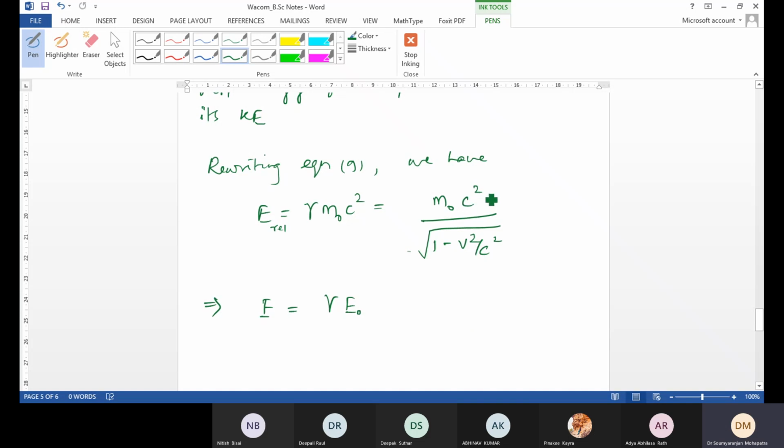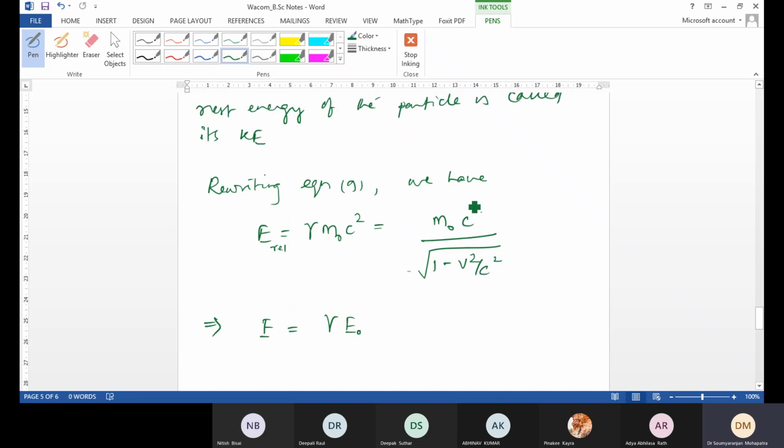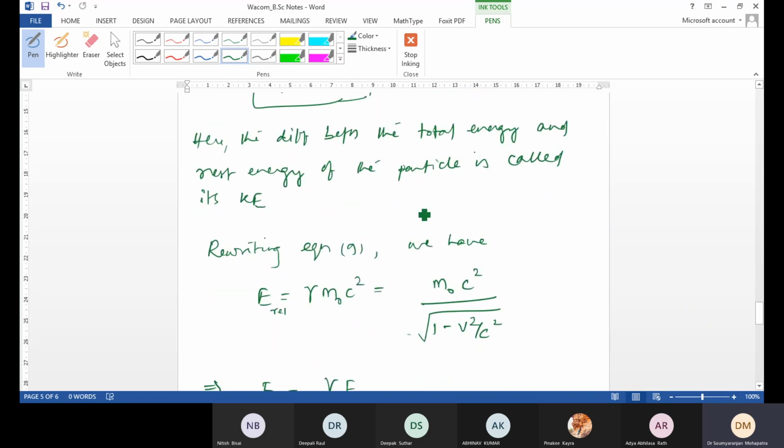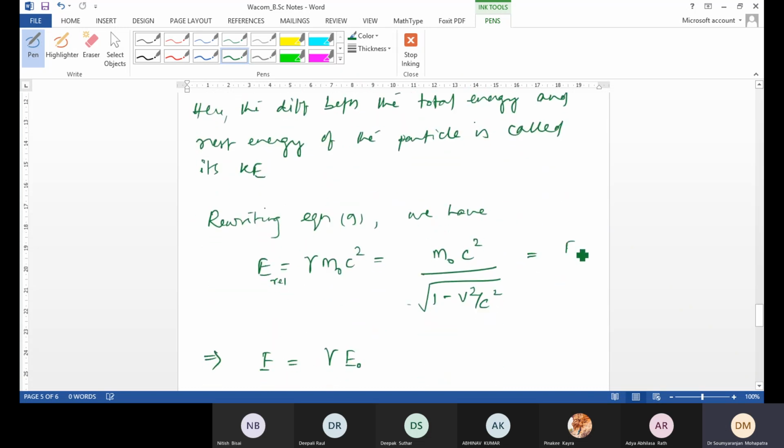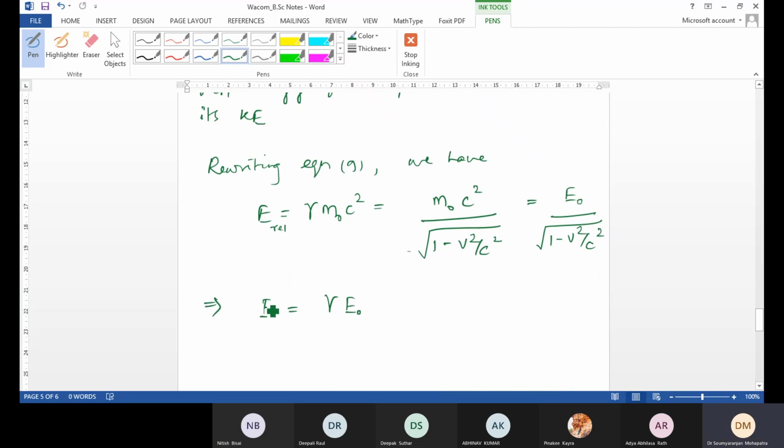Why? Because m naught c square by root 1 minus v square by c square, from equation 10, what is your m naught c square? This m naught c square is called your E naught, divided by root 1 minus v square by c square. So E is equal to gamma E naught. So whenever you don't have this relativistic factor, then for the classical limit you have E naught, m naught c square. Okay. So this is the relation. I can say this is equation 11. So I can say that E naught is the rest energy of the particle.